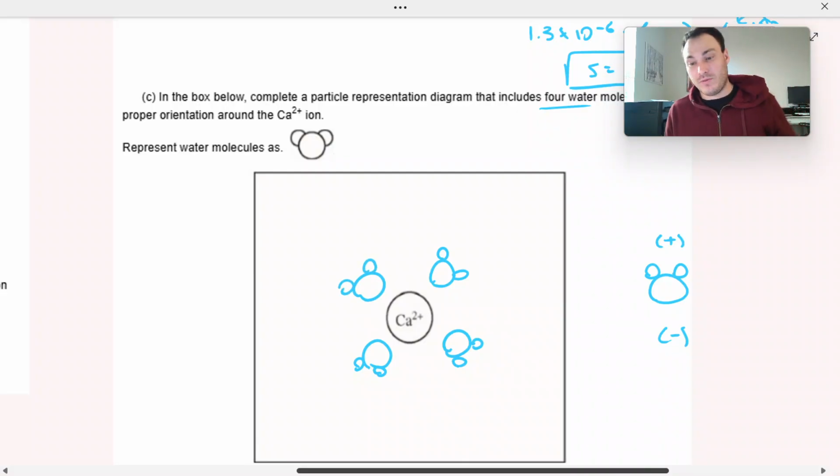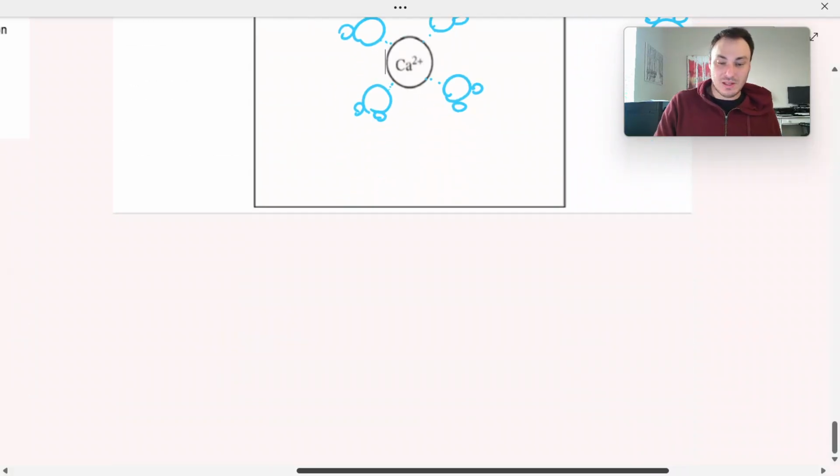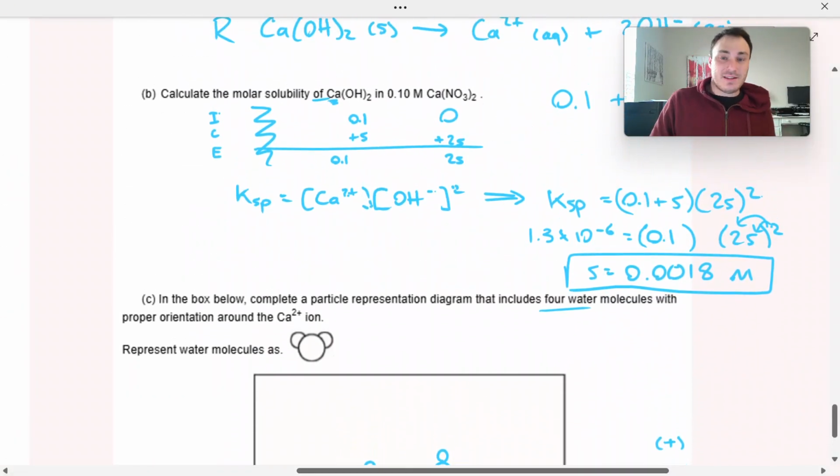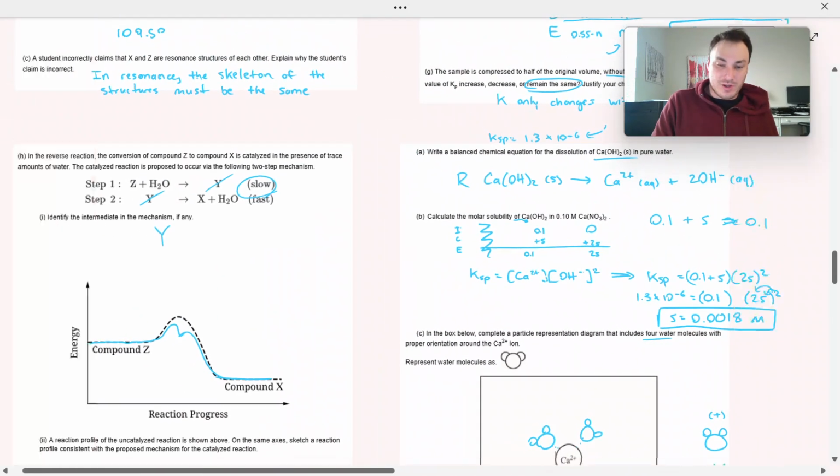And we need 4 of them. It's going to look like that. And then they're going to form these ion-dipole forces between the water molecules and the cation. All right, I believe that is it. So that was the FRQ.